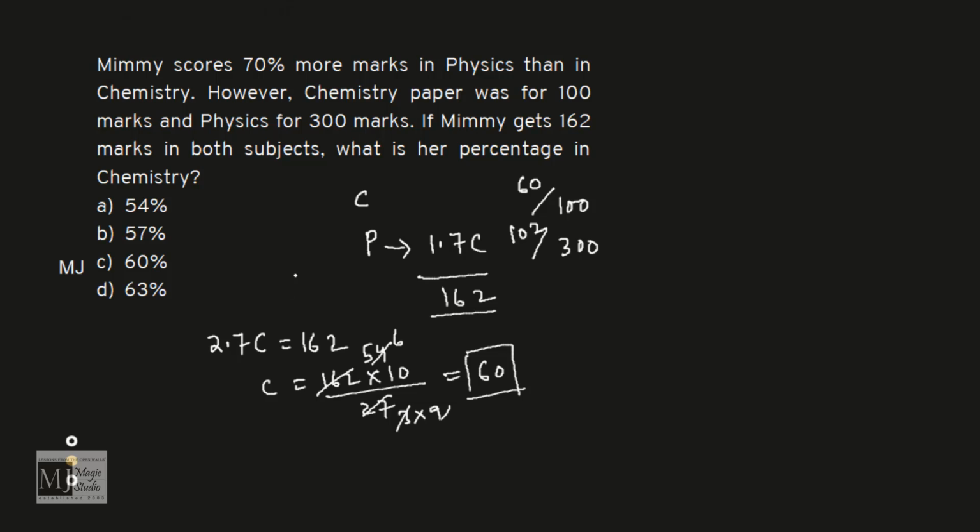If Mimi gets 162 marks in both, what is her percentage in chemistry? Bingo. We have it straight away. 60 out of 100 means 60% score in chemistry. No measuring devices required. That's why it's featured here. Okay, let's take up one more.